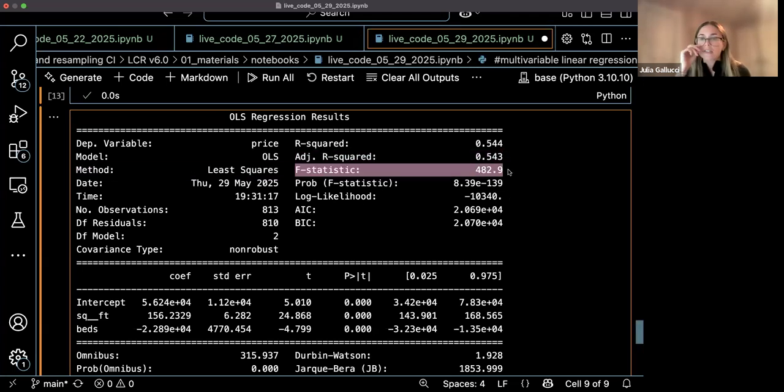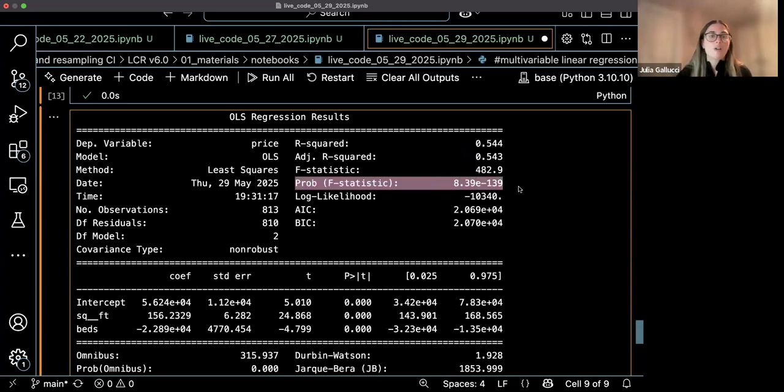So here the F statistic is 482, and it's connected with a really small p-value as well, showing that overall the model is highly significant.